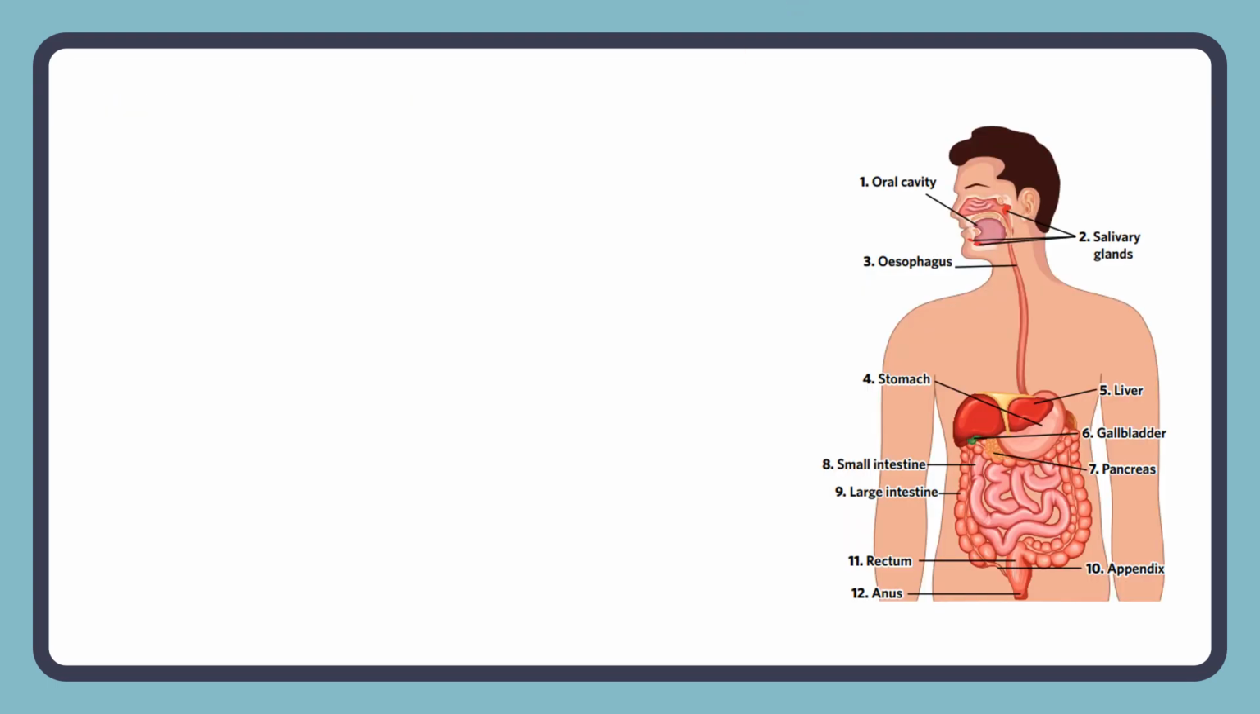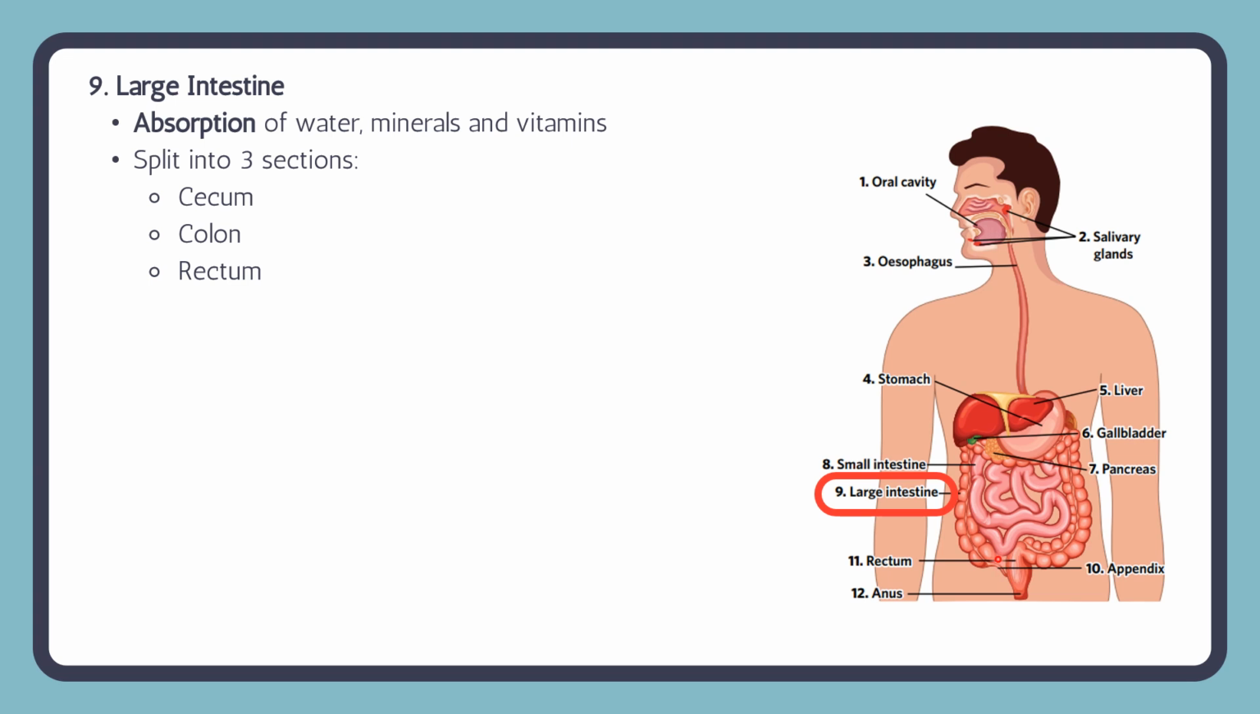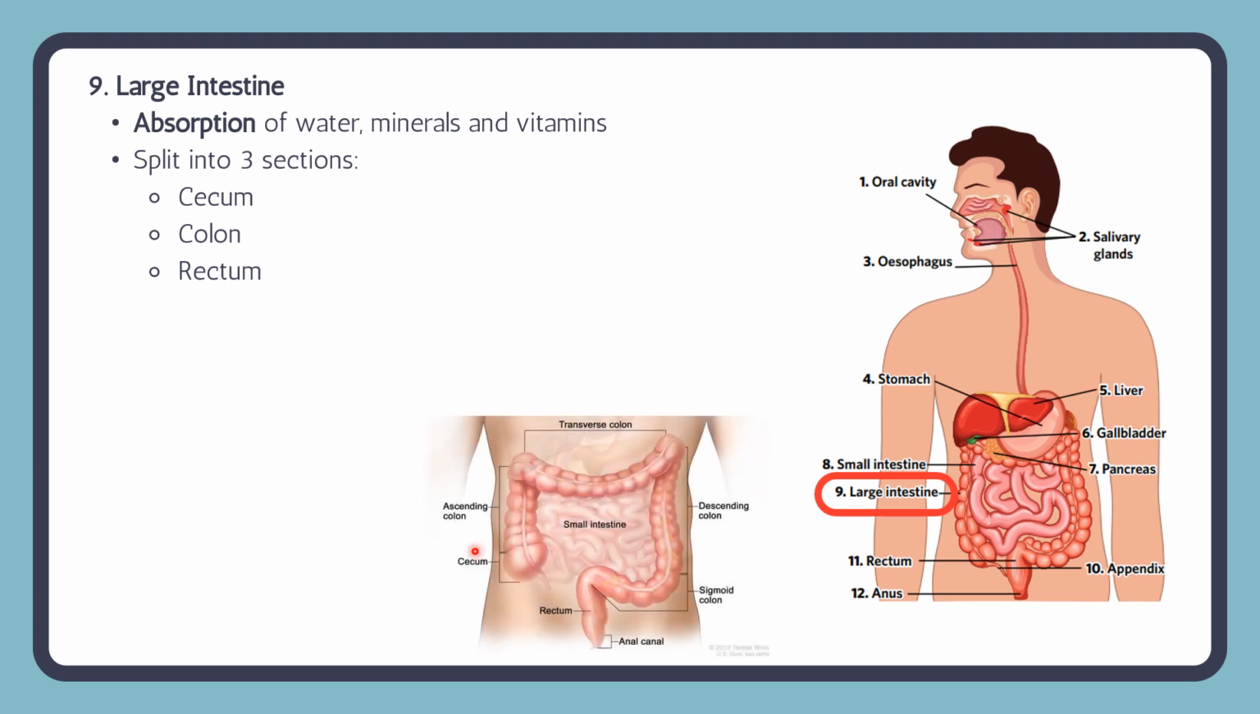Once your food, or the chyme, leaves the small intestine, it goes on to the large intestine, which is this larger bit over here. Here, absorption of water, minerals, and vitamins happens, and it is also split into 3 sections: the cecum, colon, and rectum. So we've got cecum, colon, and rectum over here.